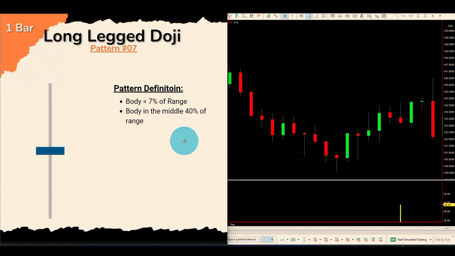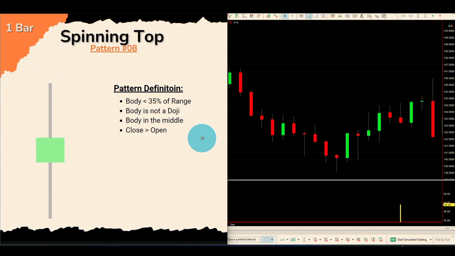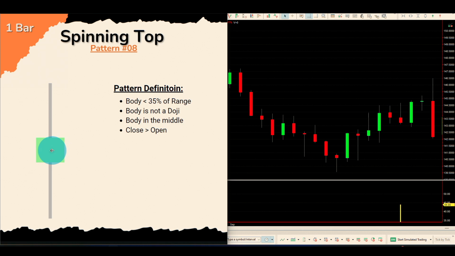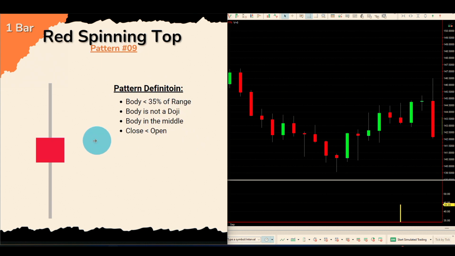And then we have the long-legged doji, which is basically when the body sits in the middle. So it's not in the top 30%, it's not in the bottom 30%, it's in the middle 40% of the range. Pattern number 8 is a spinning top, which is the same as the long-legged doji, except the body is bigger than 7%. So it's not a doji, but it's less than 35% of the range. And then the last pattern we are going to test is the opposite. This one is the same as the spinning top, but this one is red.